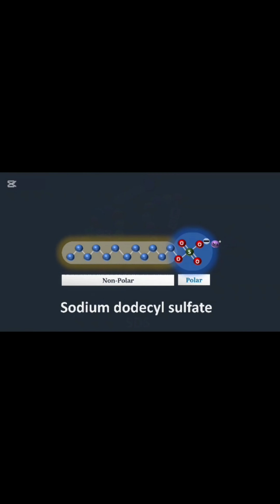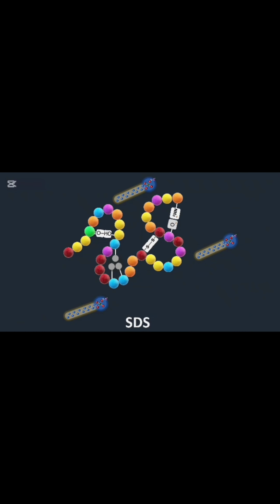SDS is an anionic surfactant and contains a polar head group with a net negative charge at the end of a long hydrophobic carbon chain. SDS denatures the native proteins by disturbing the hydrogen bonds, hydrophobic and ionic interactions, while the reducing agent beta-mercaptoethanol is used to cleave the disulfide bonds.